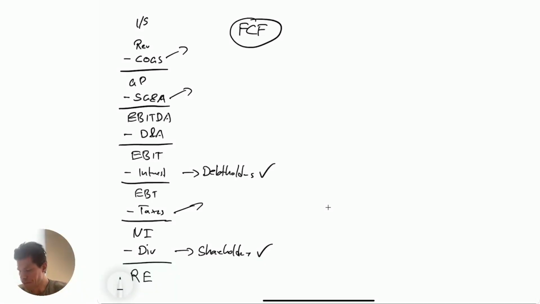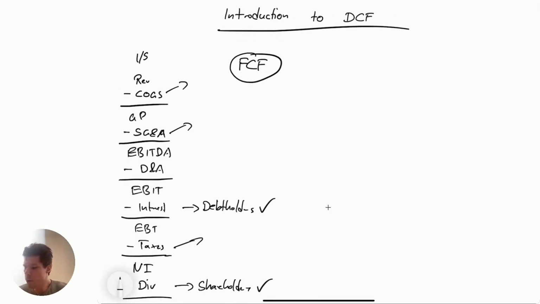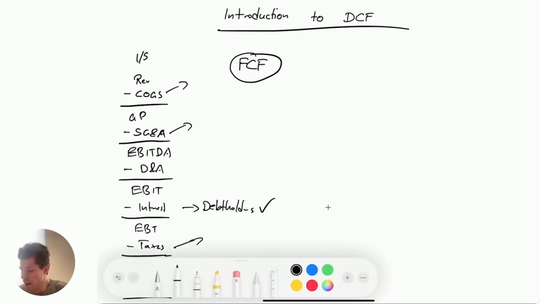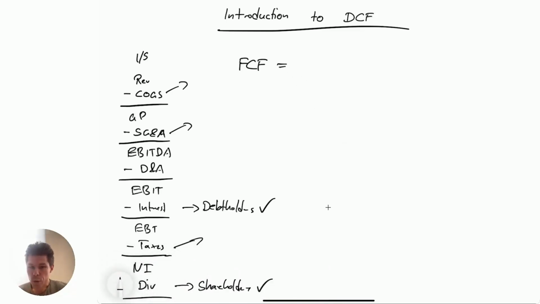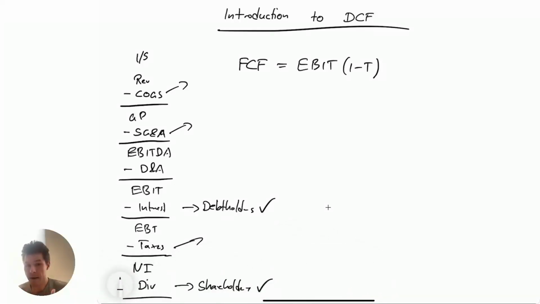company generates. And the main formula we are using for free cash flow is quite simple. We use EBIT times 1 minus T. We need to deduct taxes because that part is not available to pay money back to debt holders and shareholders, because you need to pay the government.